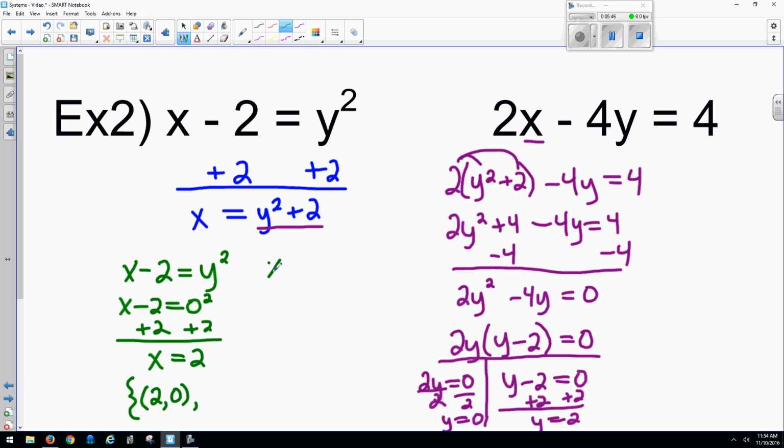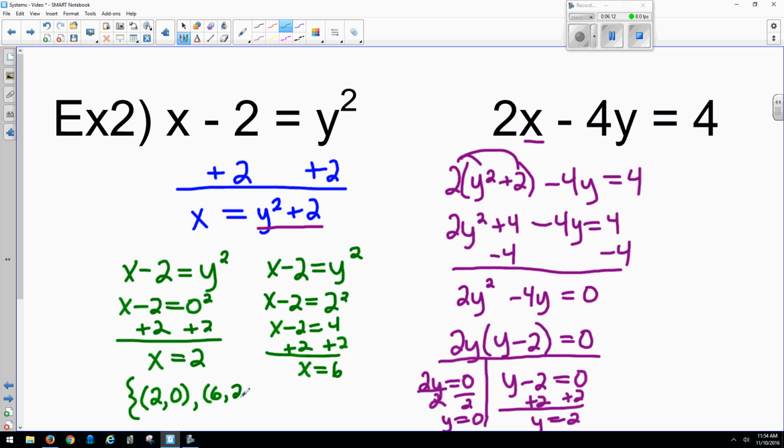And then the second one, I'm going to go ahead and do this again. Start with the original equation. Substitute the y value of 2 this time. So x equals 6, and that went along with the y value of 2. So the ordered pair for that one is 6, 2. Okay, and you can go ahead and put it in a solution set.